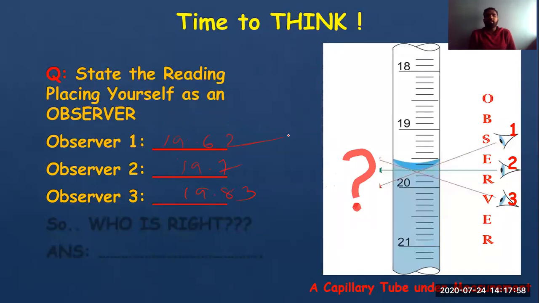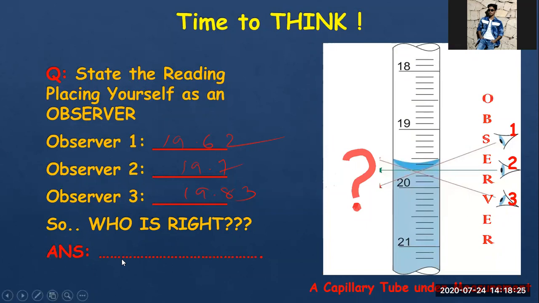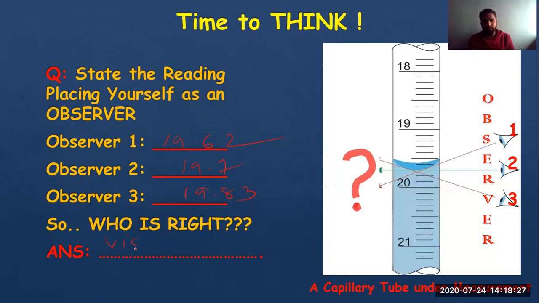Now can you tell me which one is correct? Who is the correct observer? Second one. Why? सर क्योंकि ऑब्जर्वेशन उसने डायरेक्ट ऐसा परपेंडिकुलर किया सर. Very nice. His vision is perpendicular to the scale. Correct, na? So if vision is perpendicular to the scale, he will read it correctly. Such kind of errors are called as, can you tell me the name?